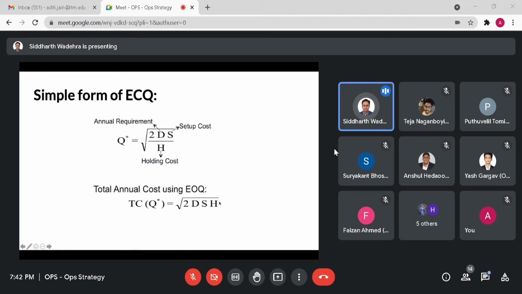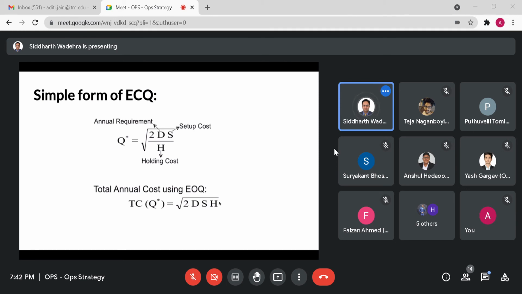No need to memorize this formula. Just try and understand a little bit of what's mentioned here. EOQ or Q star is the square root of your total annual demand times your ordering cost, multiplied by 2 and divided by the holding cost. That gives you EOQ.